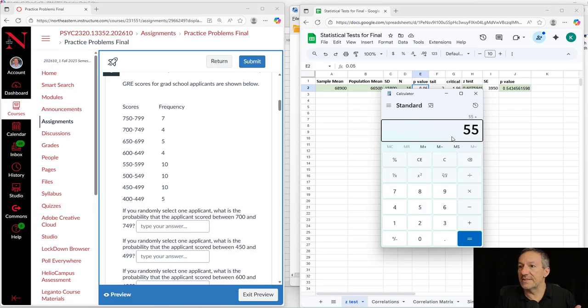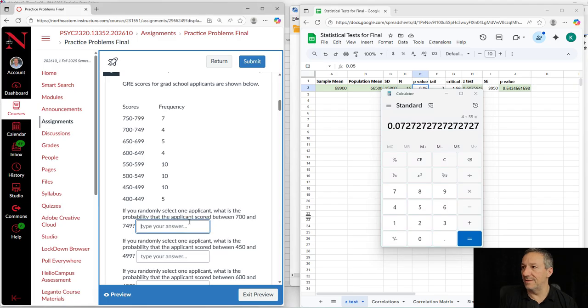We're just going to look between 700 and 749. That's just 4 divided by 55. 4 divided by 55, we'll get a 0.07. Probabilities cannot go above 1, even though the calculator is going to show you a 0. With these numbers, a proportion, a percentage cannot go above 1.00, so we don't have leading zeros.